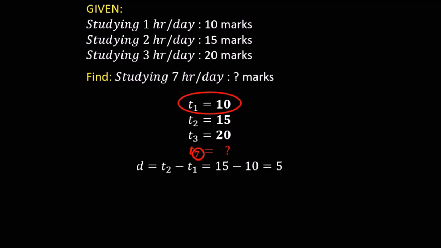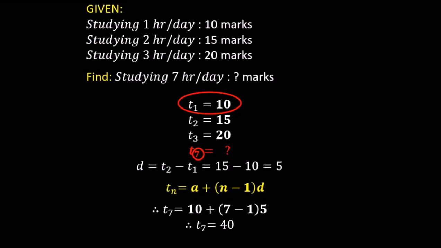So let's write down our formula. Tn is equal to a plus n minus 1 into d, and as I said, we know a, n and d. Let's plug in those terms. So Tn, or T7 rather, which is what we need to find, is equal to 10 plus 7 minus 1 into 5. And when you solve this, you will get T7 is equal to 40. Therefore, we've solved it. Studying 7 hours per day gives you 40 marks.